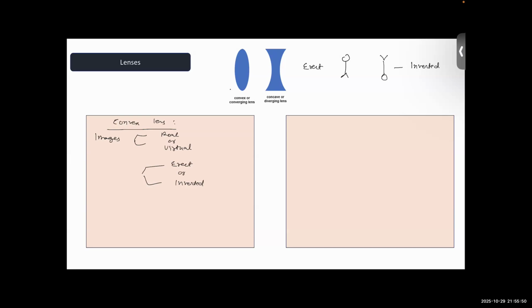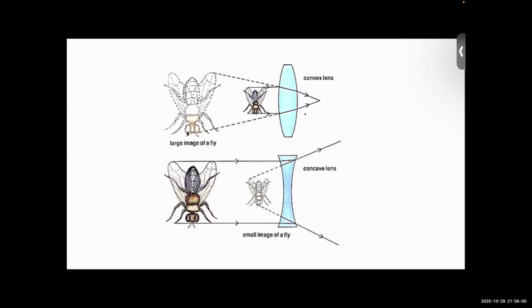Also, the size of the image formed by the convex lens can be very small, can be very large, or can be of the same size. It really depends upon where the object is placed. Particularly if the object is placed very close to it, then a very enlarged, very magnified image will form. As you can see here, this fly is very close to the convex lens right now. It has been placed very close, so the size of the image increases.